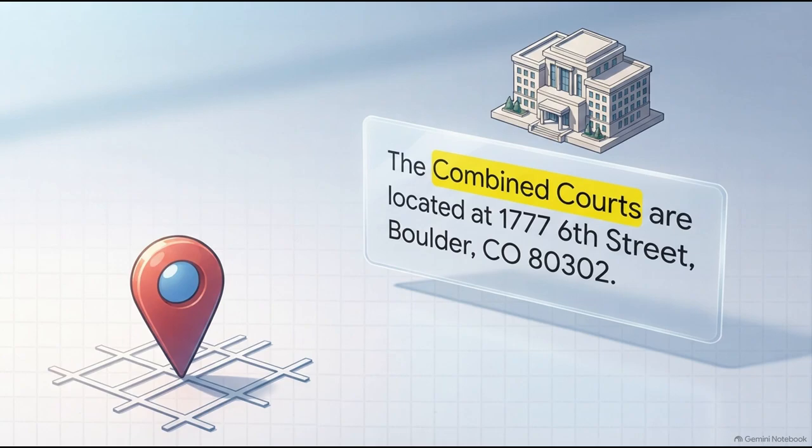So where do all these records physically live? Well, the central hub for all these files is the Boulder County Combined Courts. The actual physical address is 1777 6th Street in Boulder, Colorado. That's where the clerk's office is, and honestly, if you're the kind of person who likes to do things in person, they even have public access terminals set up right there at the courthouse for you to do your research.